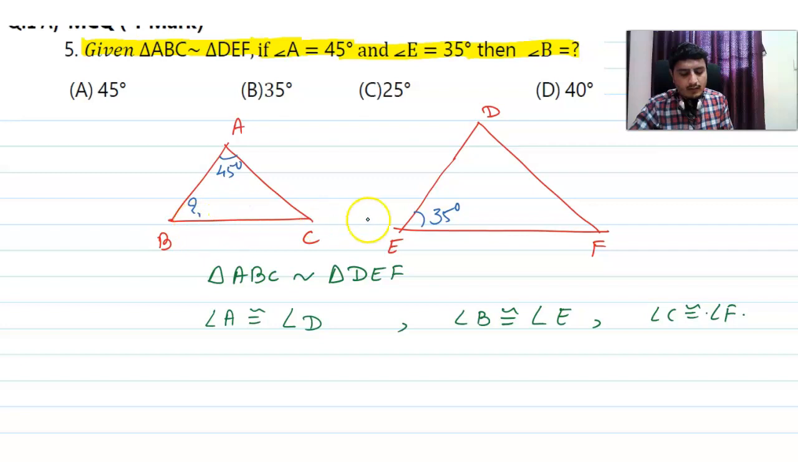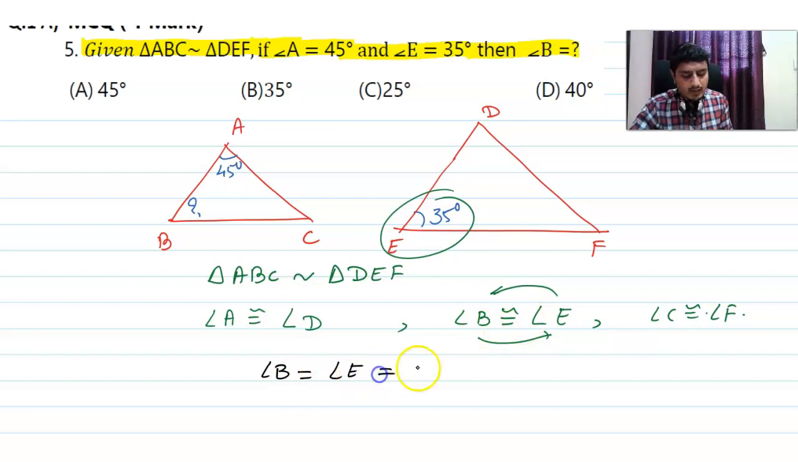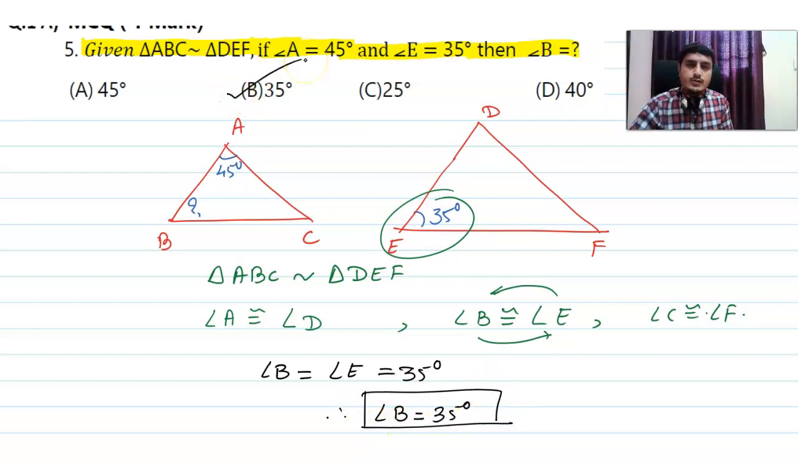Here we are given the measure of angle E is 35 degrees. E is the same as angle B, or B is the same as angle E. Here we have to evaluate angle B. So angle B equals angle E. Once angles are congruent, they have equal measures. And angle E is given as 35 degrees. So the measure of angle B is again 35 degrees. Look at the choice code. The correct choice code is B, 35 degrees.